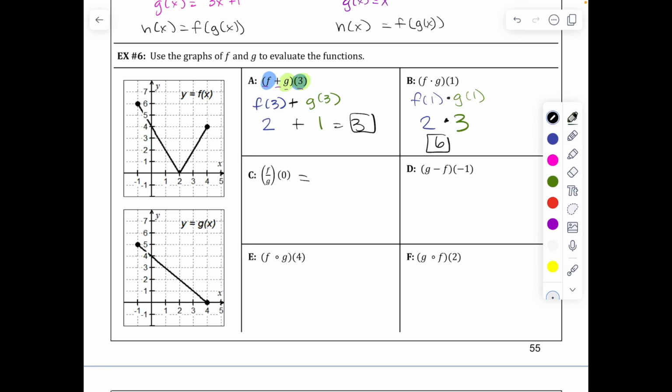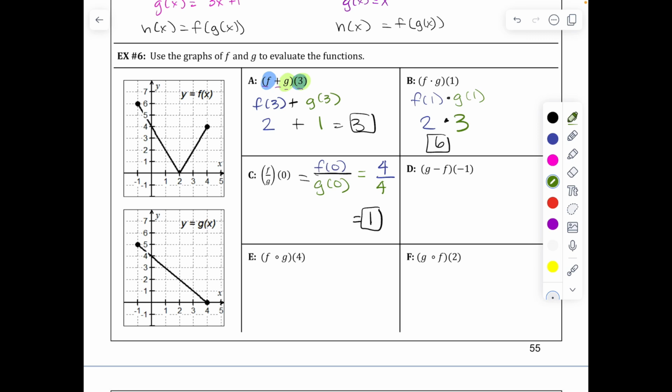So let's look at this one. F over g of 0 is like saying f of 0 over g of 0. And we're going to look for this here. So f of 0, look up here, is 4. And g of 0 is also 4. So 4 over 4 is 1.